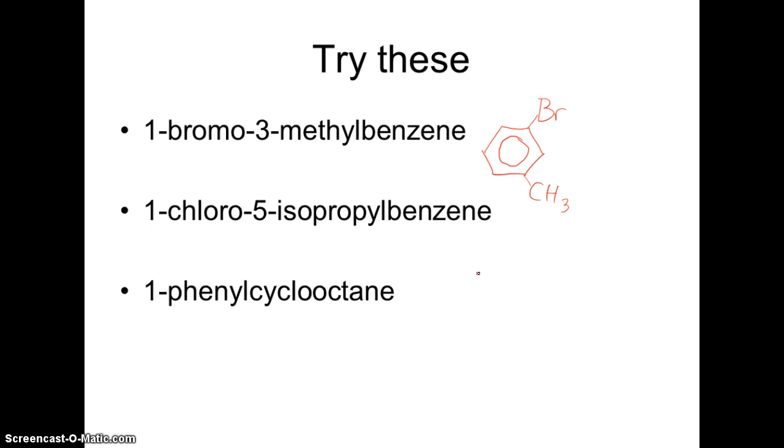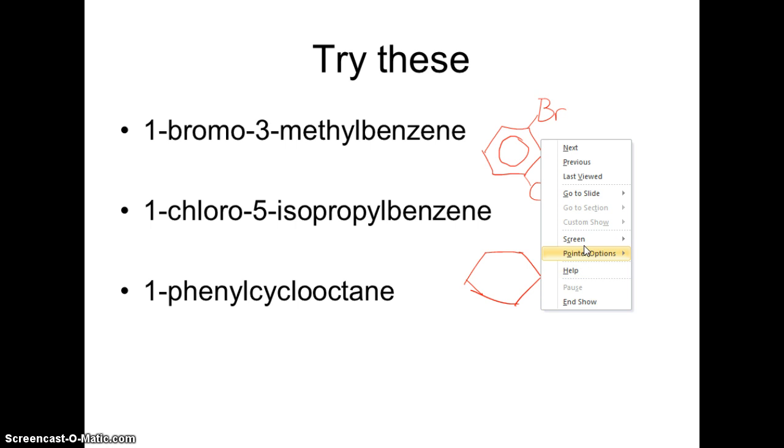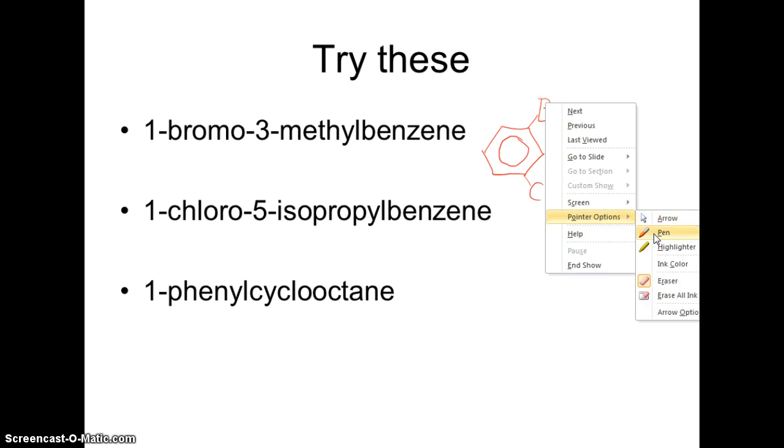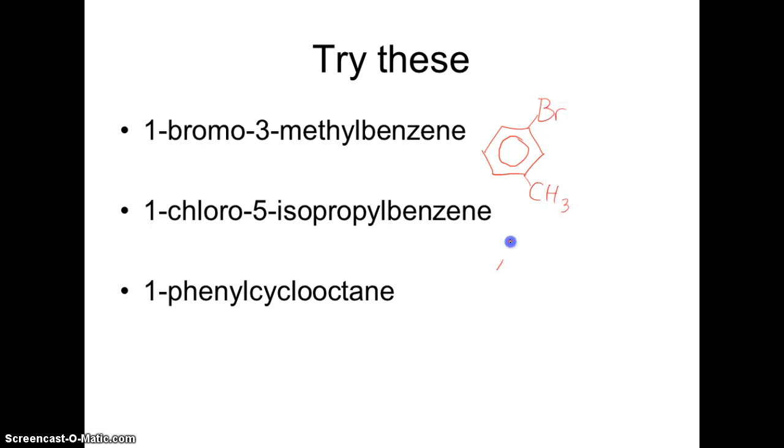1-chloro, 5-isopropyl benzene. So once again, draw my benzene structure to start with. It's a hexagon. Oh my goodness, that's terrible. That's why we can't have nice things, kids. Let's see if I can draw that better. Eraser. Here we go. Boom. Alright.